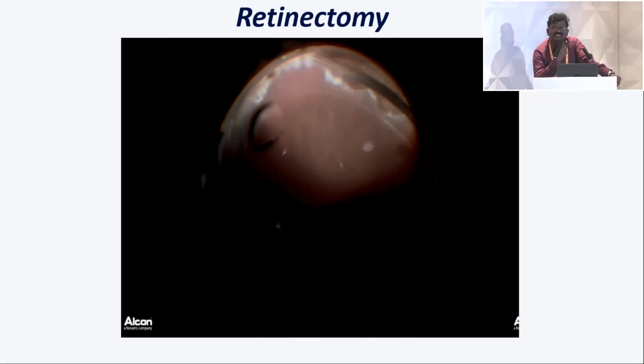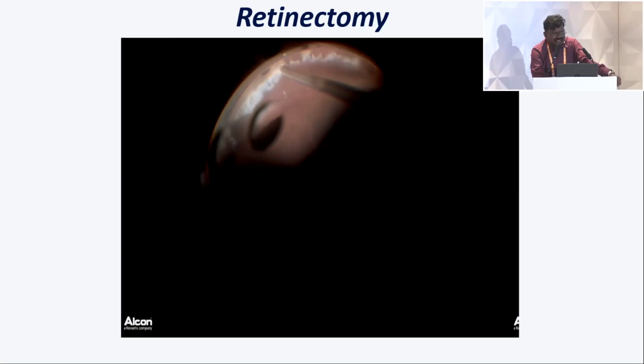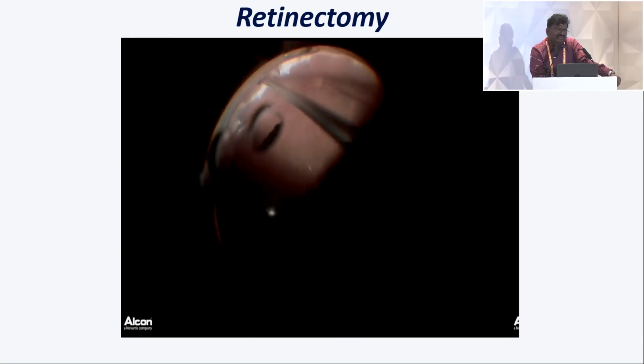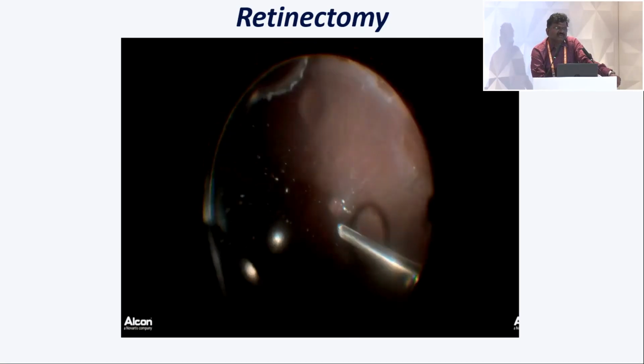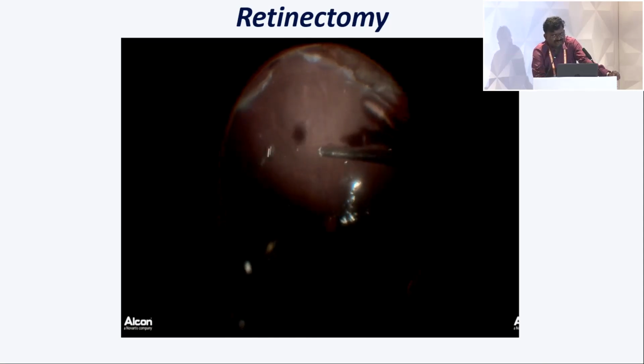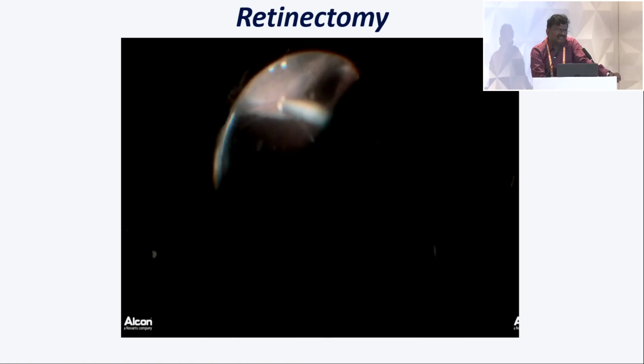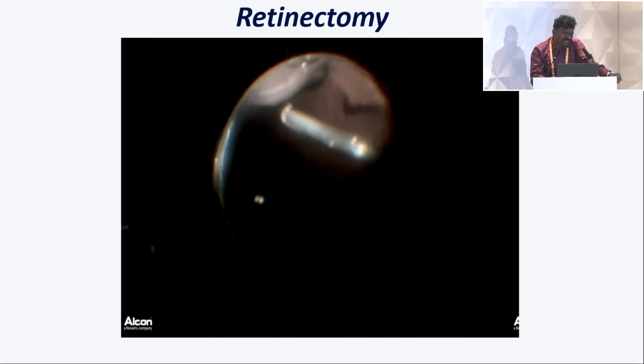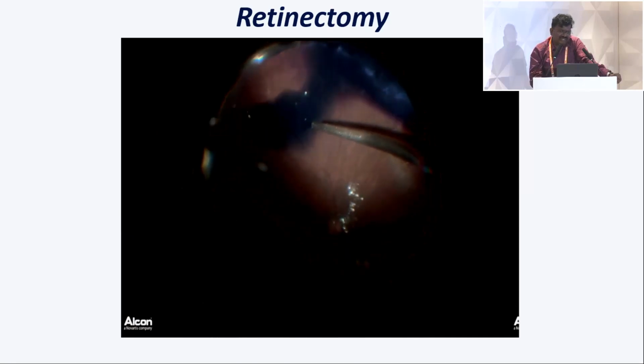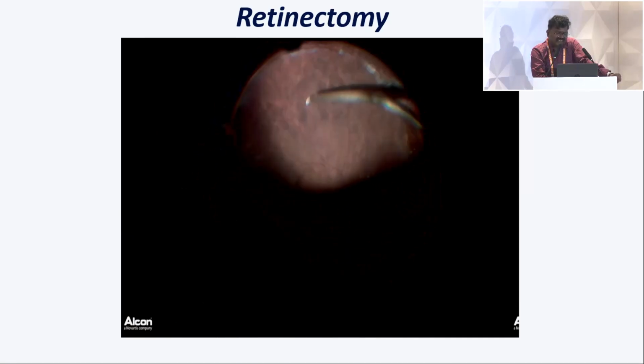There are various modalities of cutting. Usually we go for linear proportional cutting, but I always use proportional vitrectomy, where we have a separate control for the vacuum and the cutting, so you don't need to switch off the cutter. So nice, we can do a nice retinectomy.